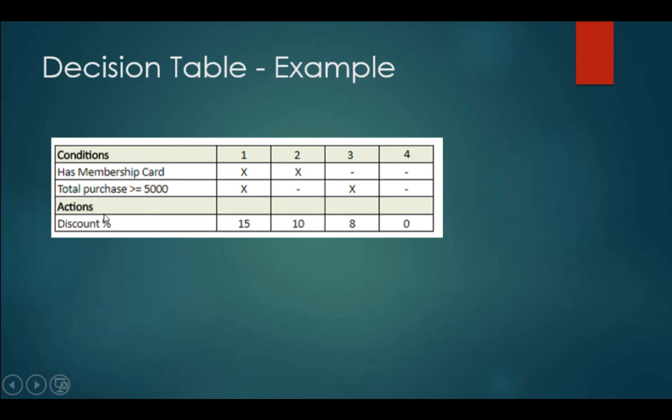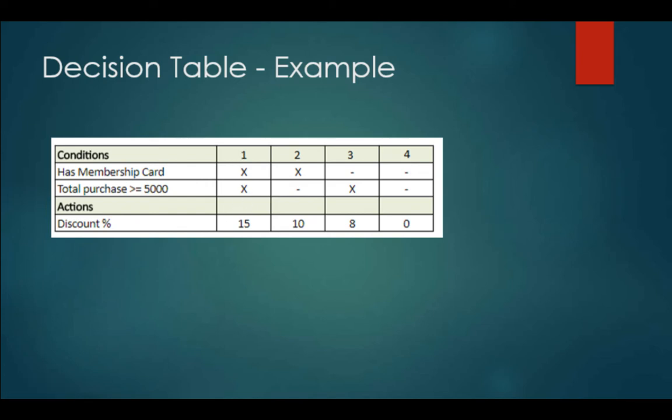Actions indicate the outcome or the system behavior under a given set of conditions. Here also the value could be true, false, or any other value that indicates the outcome. In this example, it's the percentage discount that the system offers under a given set of conditions.